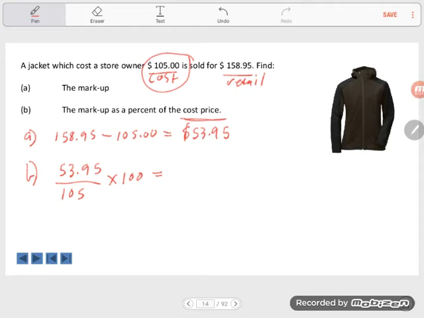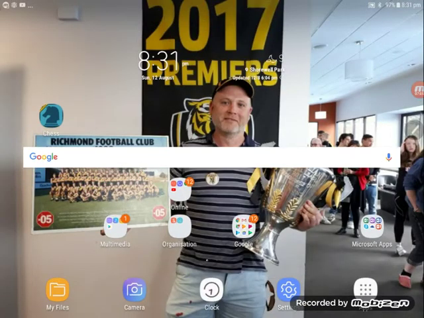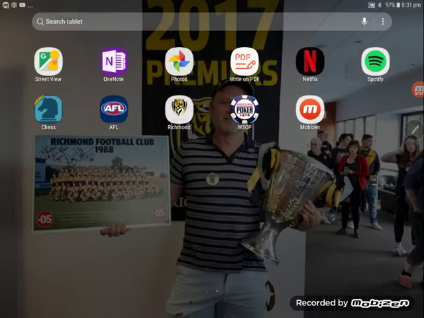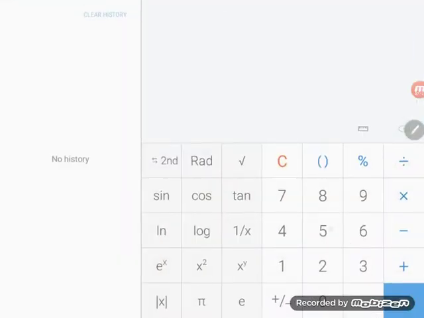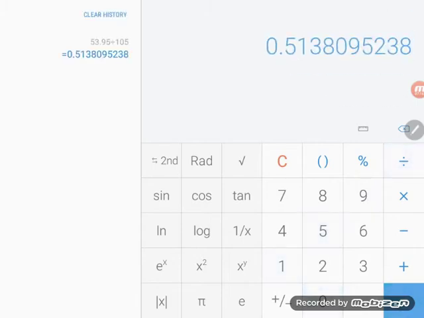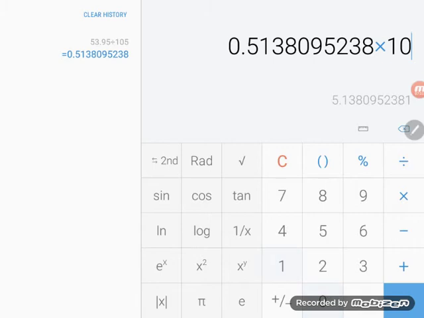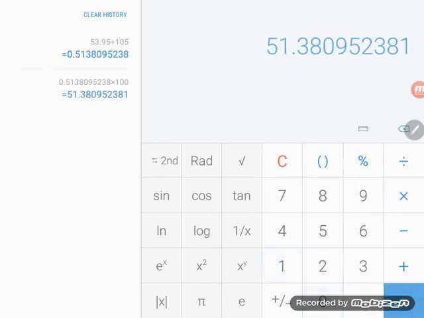Okay, this one's a bit hard for me to do in my head, so we'll do it on the calculator. So 53.95 divided by 105 gives that, and we multiply by 100. So it's 51.38% or 51.4%, whatever you want to round to.